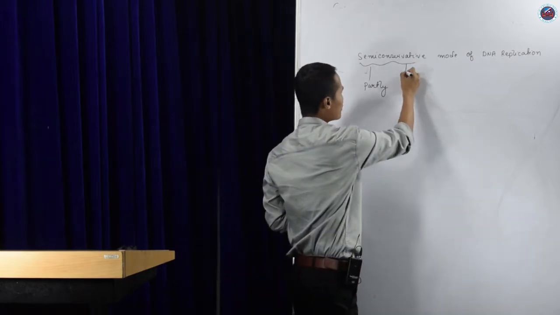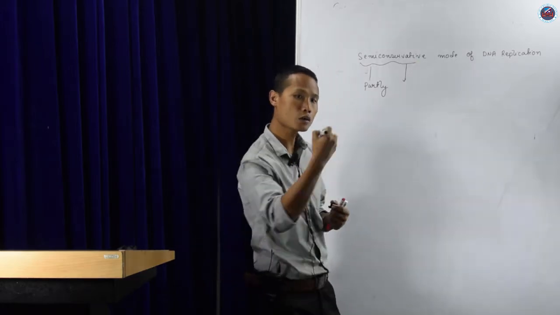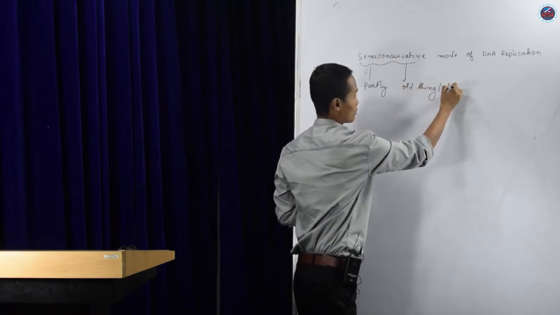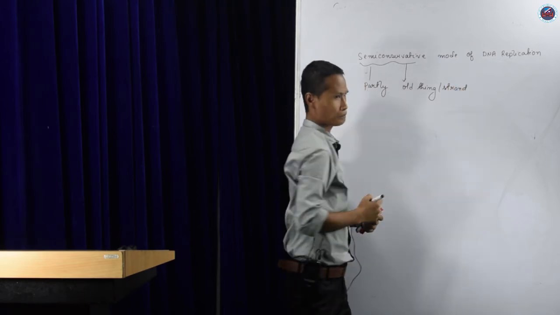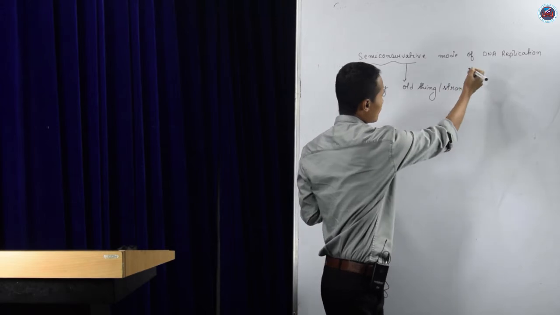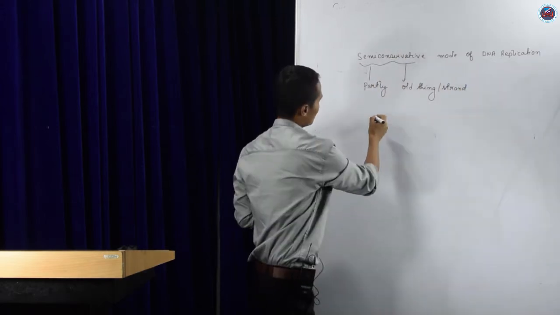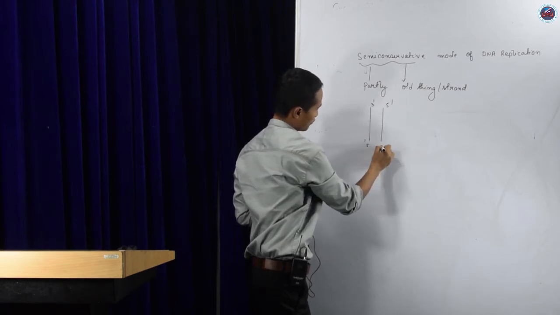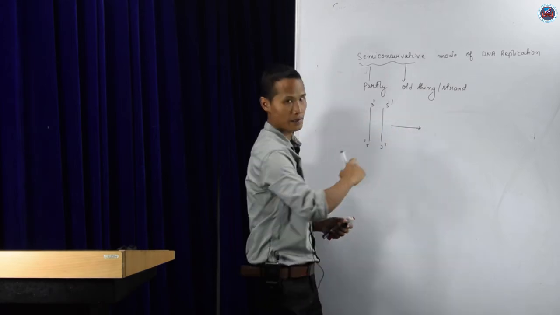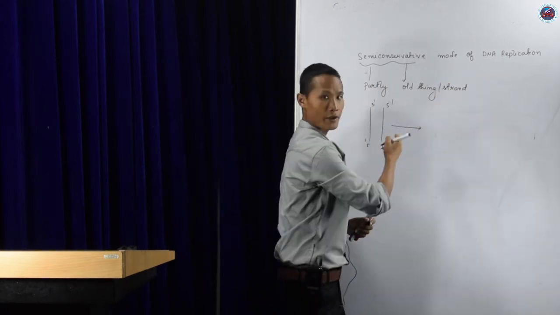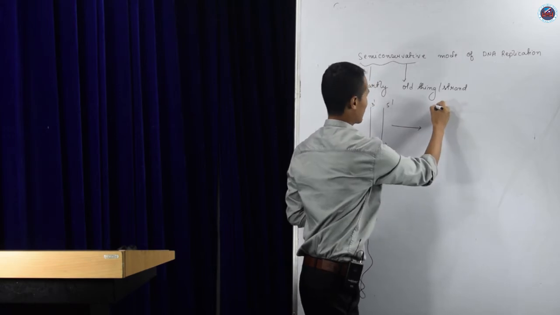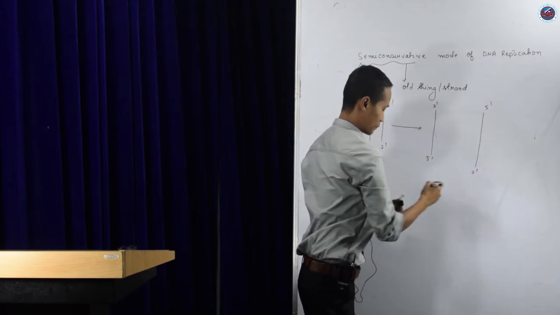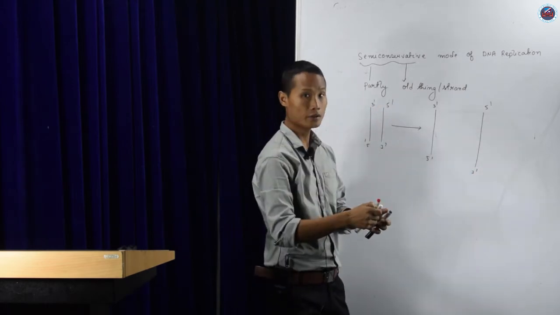And conservative is talking about all things. When I say all things, it can be the whole strand, since we are talking about DNA. Say this is 3' to 5' and this is 5' to 3', a complementary, anti-parallel strand. So when they go for replication, this is the parental strand, the old strand.